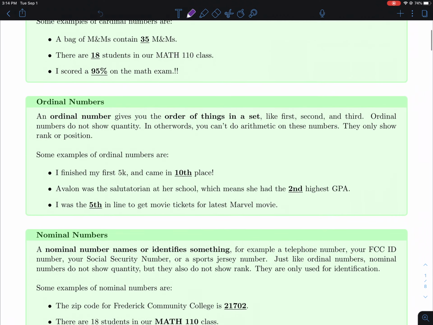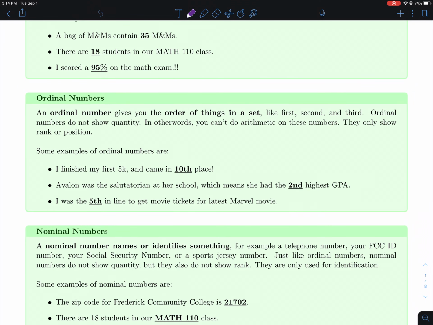Ordinal numbers give you the order of things in a set, like first place, second place, third place, things like that. So they don't show quantity. Again, you wouldn't do arithmetic, because it wouldn't make sense to add first place plus second place equals third place. Things like that would just be odd. So they always show a rank or position.